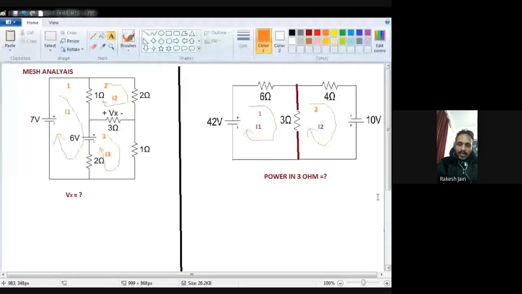Then there is nothing at the bottom side. Then I will come to the 42 volt source. Which polarity of that voltage source comes in front of me first? Negative sign. So I write down the battery with negative, minus 42.